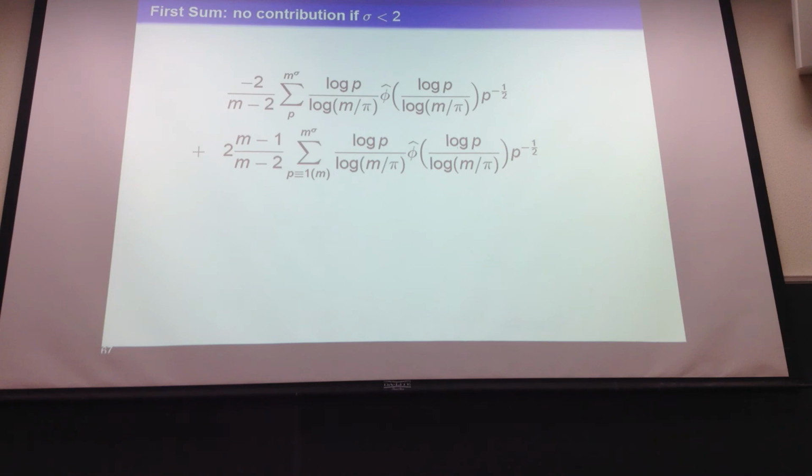And now what I'm going to do is, there should be a minus sign in the second line. It should be a minus 2 over m minus 1 over m minus 2. Oh, no, I'm sorry. No, I think I'm doing it right here. I'm sorry.